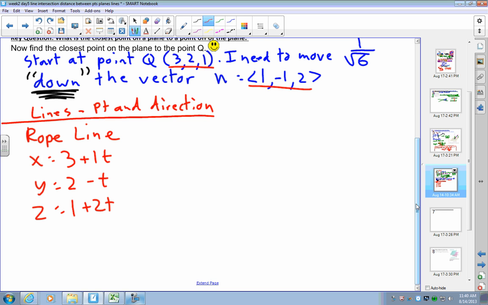And I know what the plane is. So if I have that, I can plug these components into the equation of the plane.